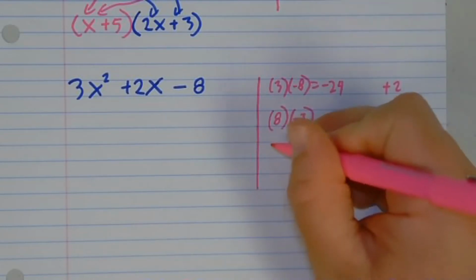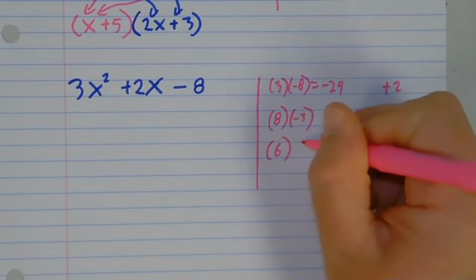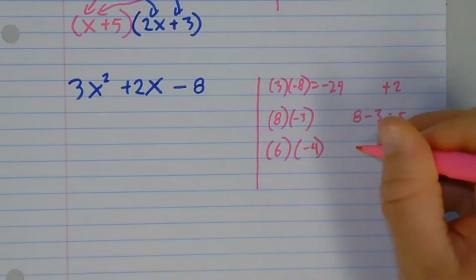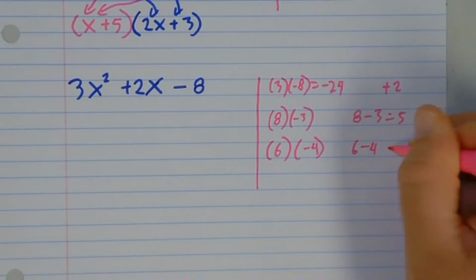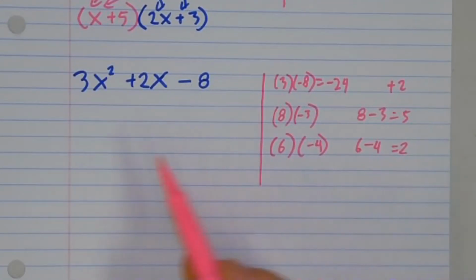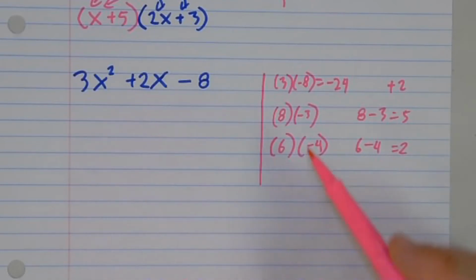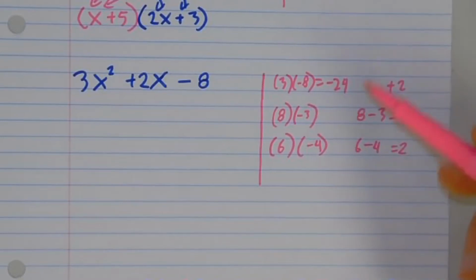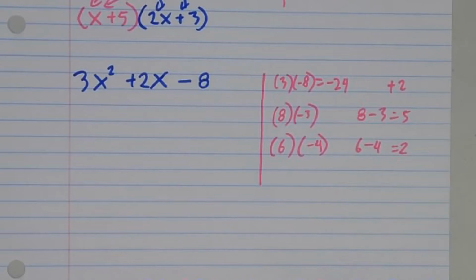So 6, negative 4. 6 minus 4 is 2. So 6 and negative 4 is the way I want to break up that 2. And if I couldn't see this right away and I started with 24 times negative 1 and just had to make the whole list, that's fine. You'll gradually build an intuition as you do more and more of these.